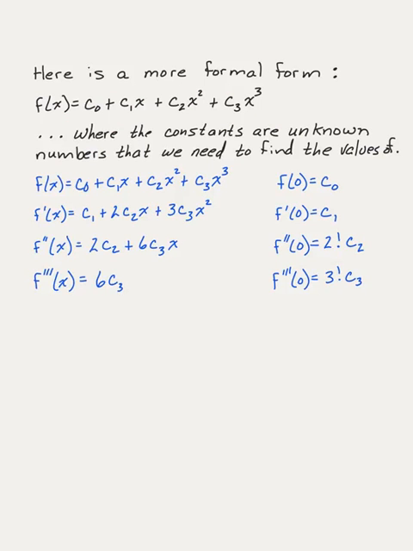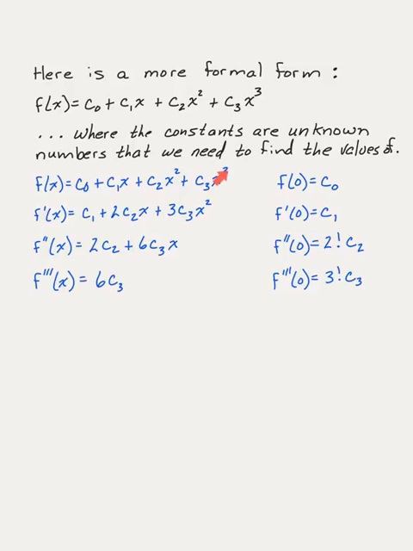So here is a more formal form for f of x for a cubic, where the constants are unknown numbers that we need to find the values of. And that's exactly what we did on the other page. Now, one of the things to notice here is that when you bring this exponent to the front, it really becomes a 2 times a 1, because there's an understood 1 right here. And 2 times 1 is the same thing as 2 factorial. And so that's what we end up with here is a 2 factorial.